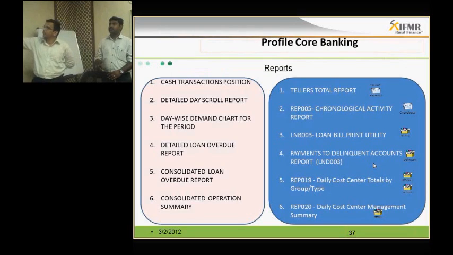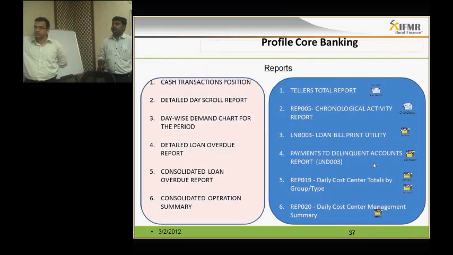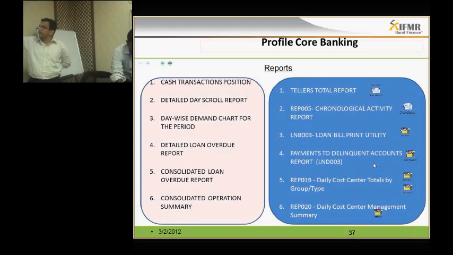So these are some of the reports that can be generated from the system, and our people use these reports. Cash transaction position, where we know the cash position of the branch, and the day book report, showing all the general ledger postings we have done. And the day-wise demand chart for a particular day or over a period of 4 or 5 days, showing what customer dues are coming today, so that follow-up can be done for that customer. And the loan monitoring report to track NPAs and other things can also be generated from the system.